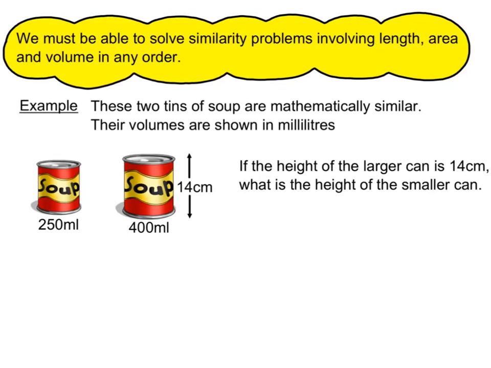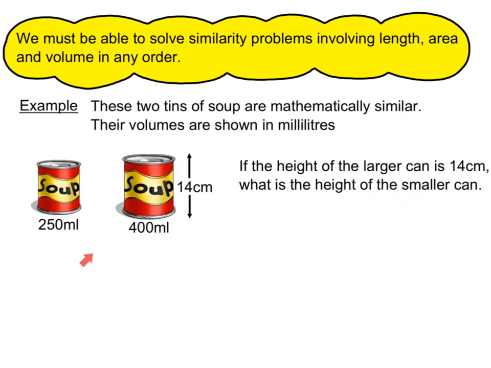Once you've done a few exam questions with similarity, you'll start to realise most questions fall under the same pattern, in that you're given a couple of lengths on two different shapes and you're asked to either enlarge or reduce a volume, an area or a length, but it tends to be two lengths that are given. So you can see here in this example we've got two tins of soup, mathematically similar. Volumes are shown in millilitres and it tells you the height of the larger can and asks you what the height of the smaller can is.